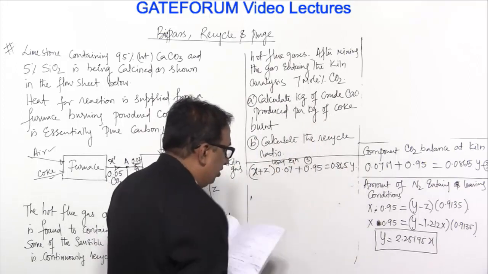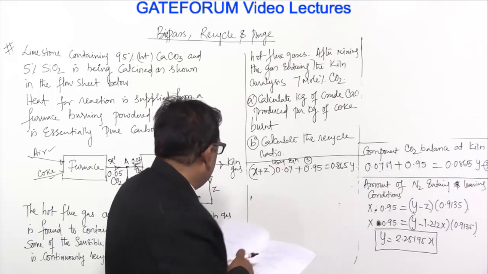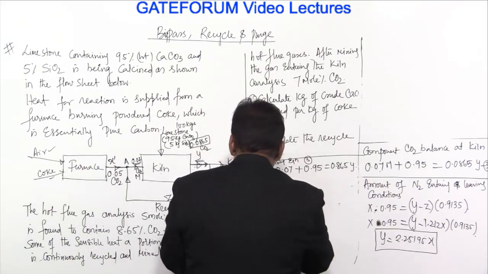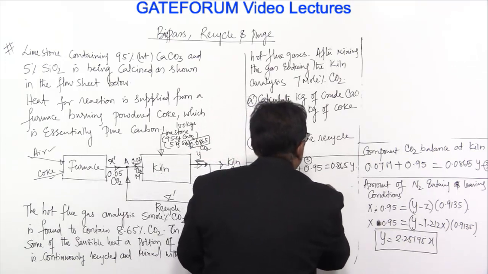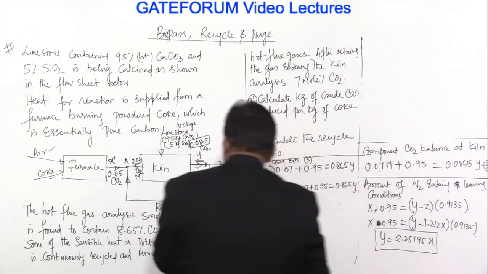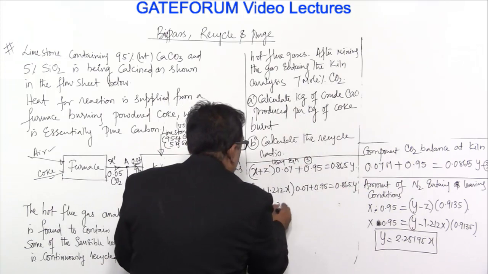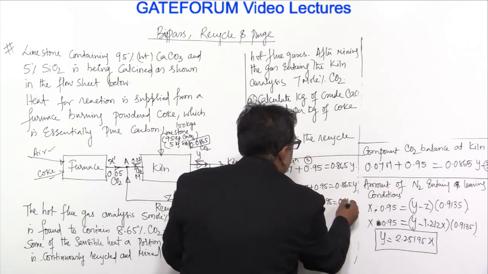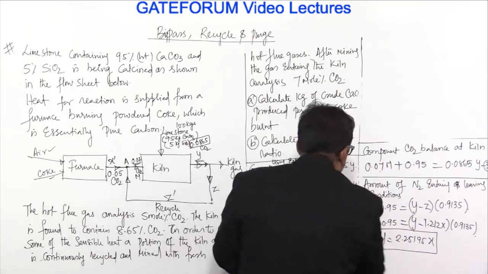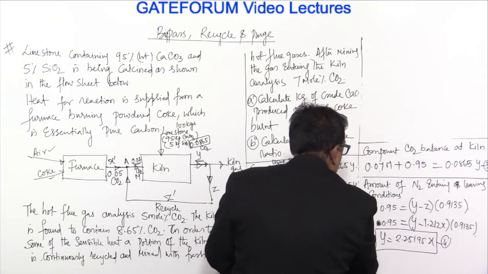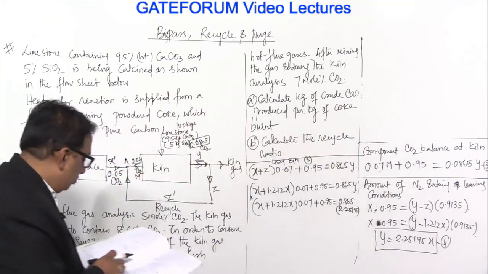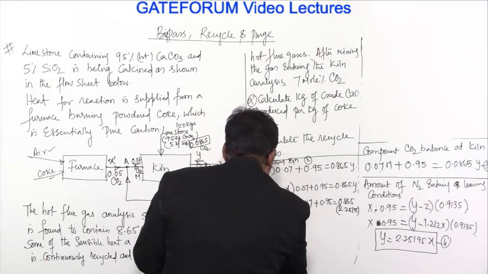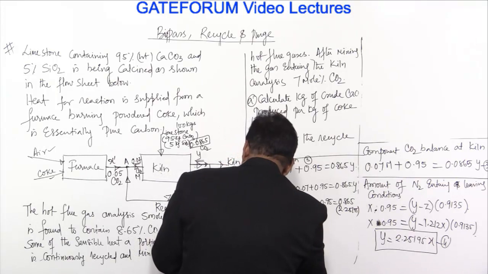But we know the relationship between y and x. So here you can write x plus 1.212x into 0.07 plus 0.95 is equal to 0.865 into this one, using equation 4, 2.25195x. So if you solve this, you will be getting x as 23.29 moles.